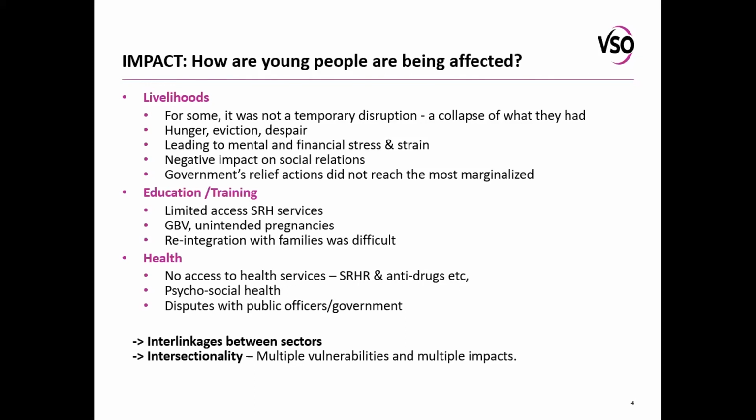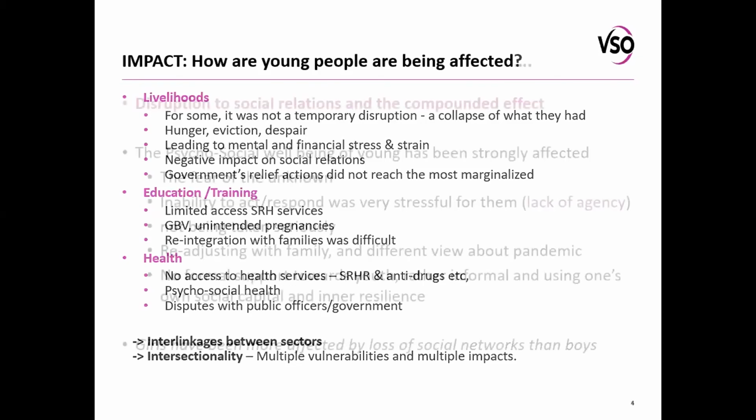In relation to health, in addition to the fear of catching the virus itself, most issues youth reported were related to poor or very limited access to SRHR services, anti-drugs, and also not even freely accessing health services in general. In some cases, they reported abuse by public health officers in many instances. In general, what we saw was the interlinkages between sectors and also the compounded vulnerabilities that youth were facing, because as you can see, one sector is very much interlinked with the other.